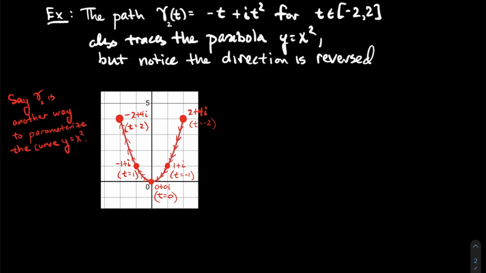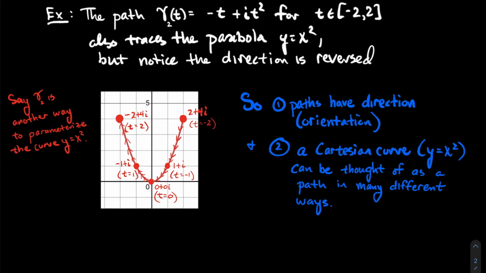And so gamma 2 still gives you that parabola. It's another way to parameterize this curve y equals x squared. You see they're different in the direction that we go. So what are some things to notice just from these two examples? First thing, paths have direction. Another word for direction is an orientation. So direction, another way to describe that is its orientation. So in my two examples, they have different orientations.